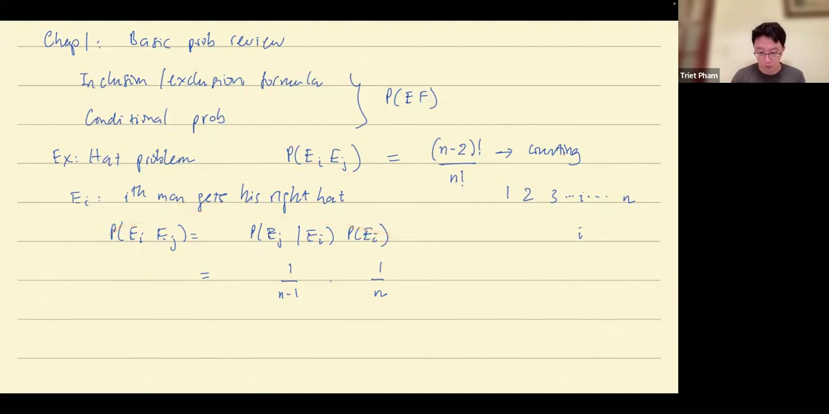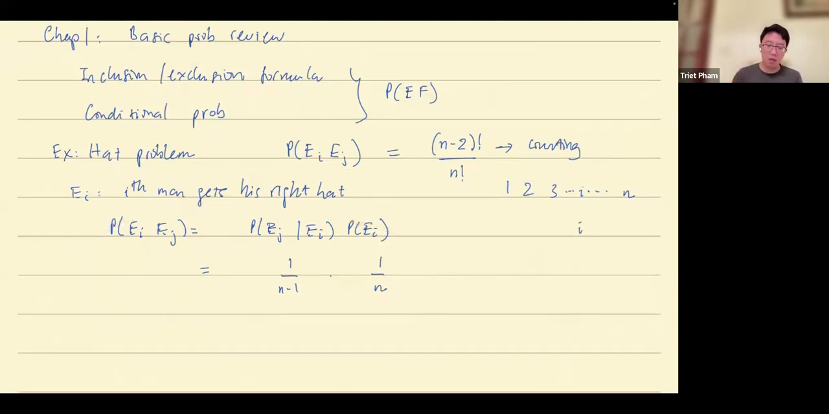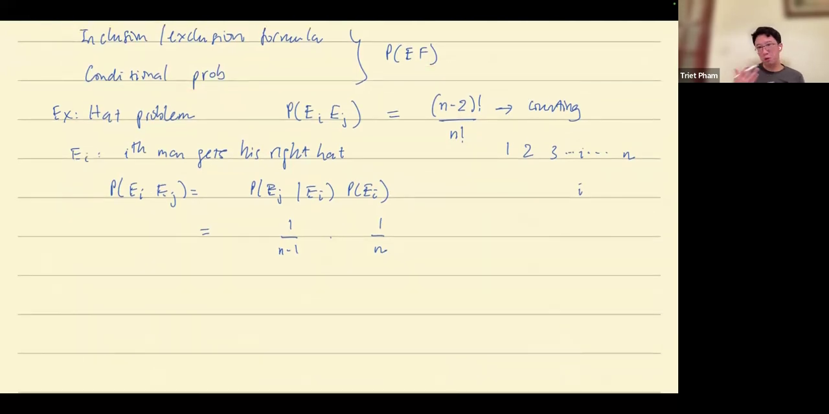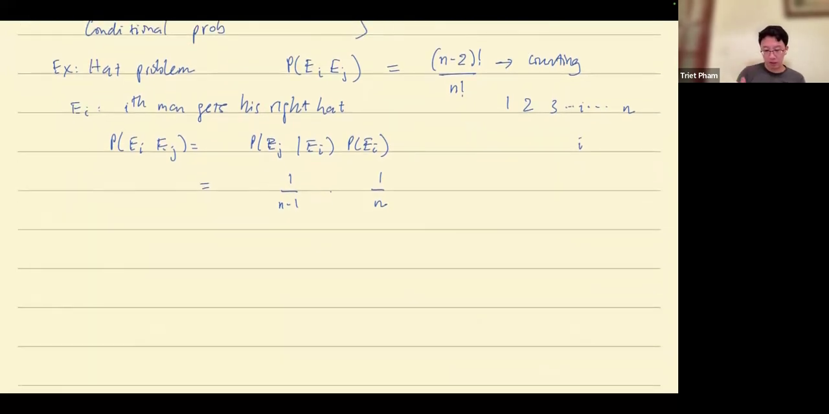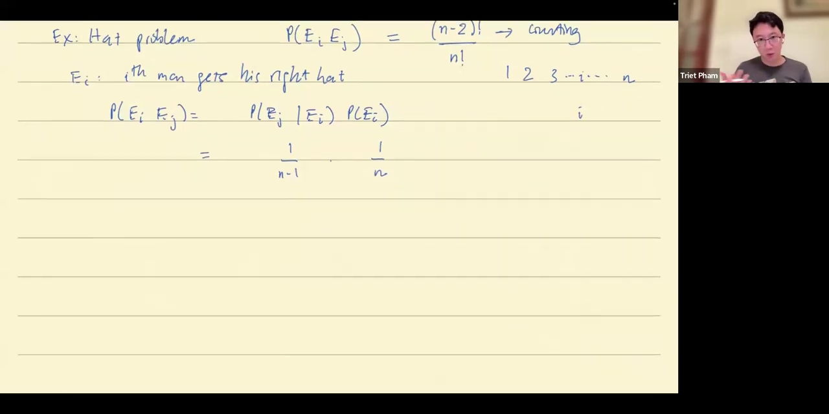So again, just to show you that there are many ways to arrive at one calculation. There are tools, and how we use them is up to us. But the more tools we have, the more ways we can approach a problem. All right, any question about this? All right.